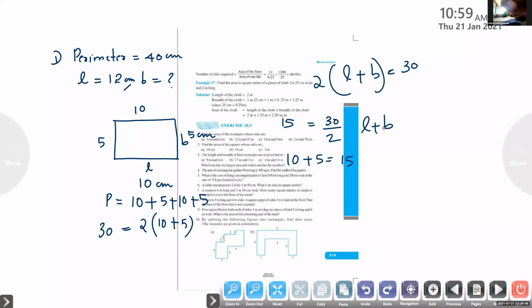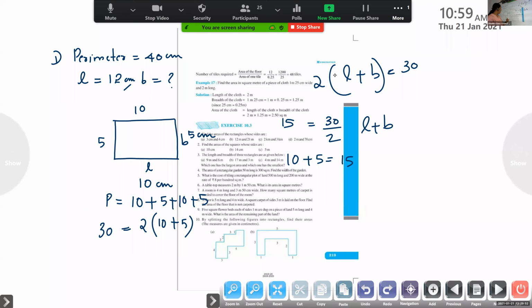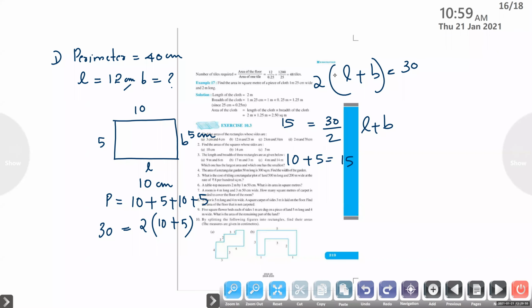Clear? 15. Example you see? 10 and 5. When you add 10 and 5, you will get 15. And that 15 is half of 30. So the perimeter's half, isn't it? Yes, ma'am. So that is like that.